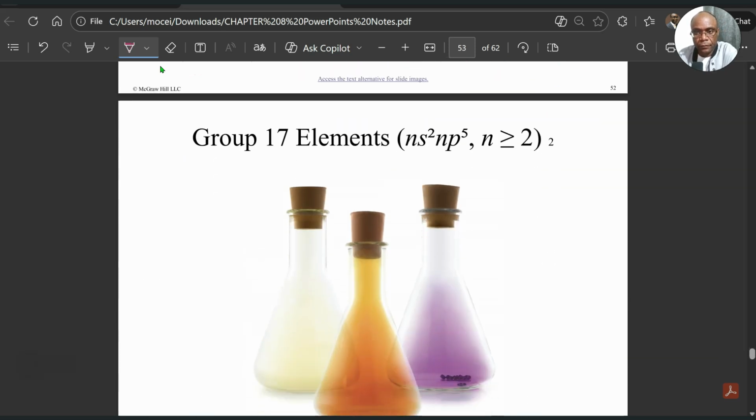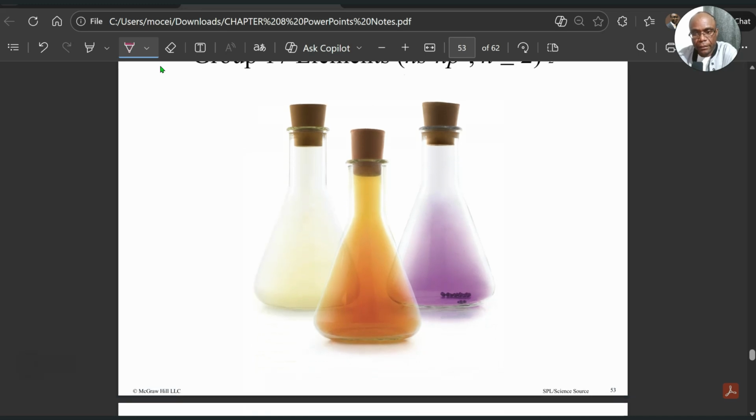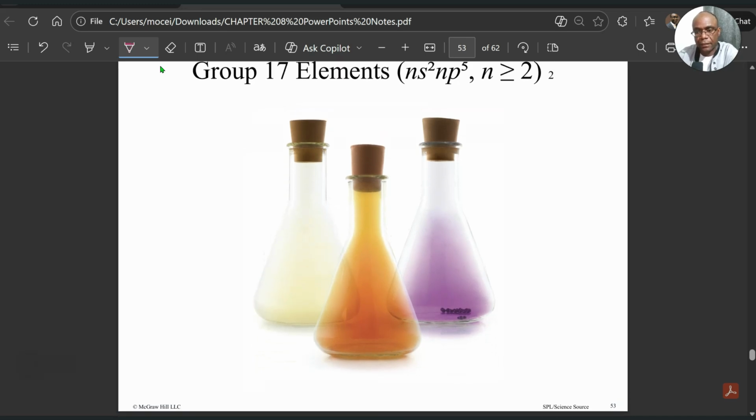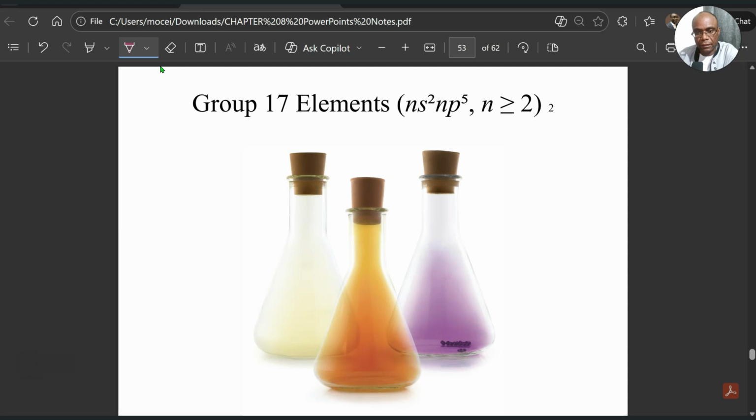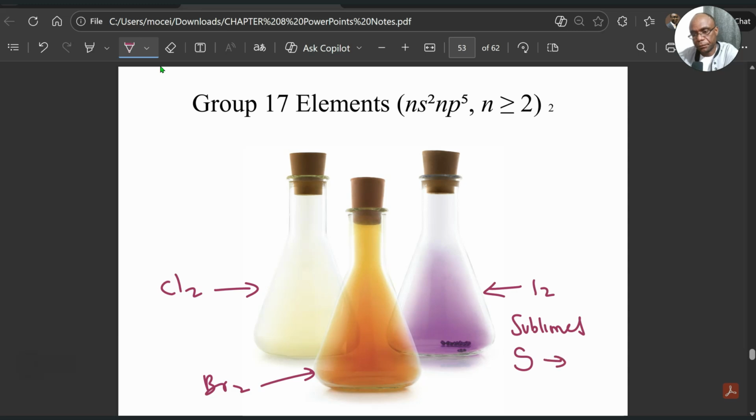Okay, and this is how they look. Nasty gases. I think that one's supposed to be chlorine, as I see. This is supposed to be bromine, and this is iodine that sublimes. We talked about this in chapter 102. It changes from solid state to gaseous state without forming a liquid. That's what we call sublimation.